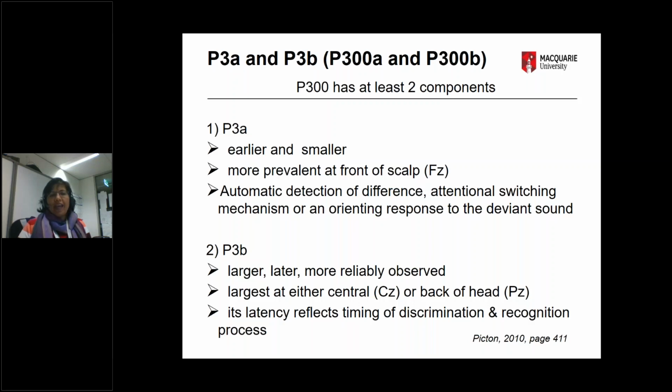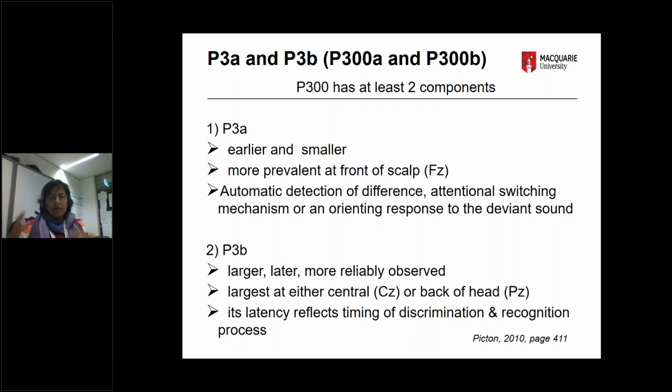Now, what's the difference? P3A is earlier and smaller. It's more prevalent at the front of the scalp, and it is an attention switching mechanism, an orienting response, or an automatic detection of difference. When I said it's earlier and smaller, by earlier, it may be around 250 milliseconds, whereas P3B is larger, it also tends to be more consistent, and it's later because it may be closer to 300 or just after 300 milliseconds. It is largest at the back of the head, the parietal region, rather than central, CZ being your vertex. And the latency reflects the timing of discrimination as well as the recognition process.